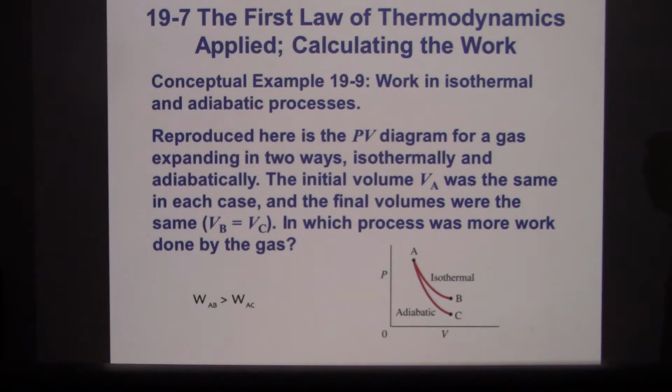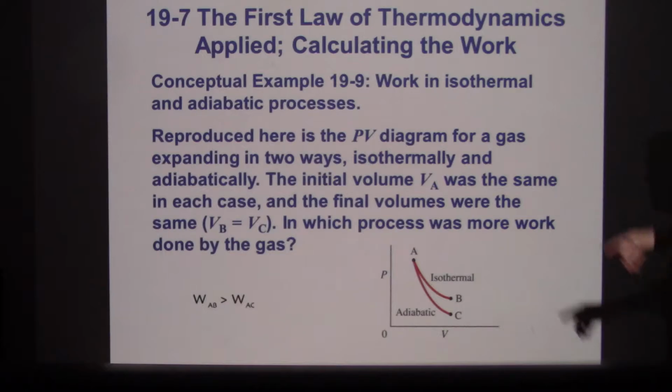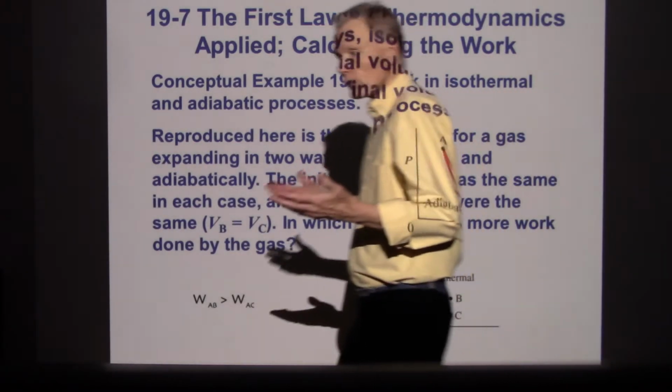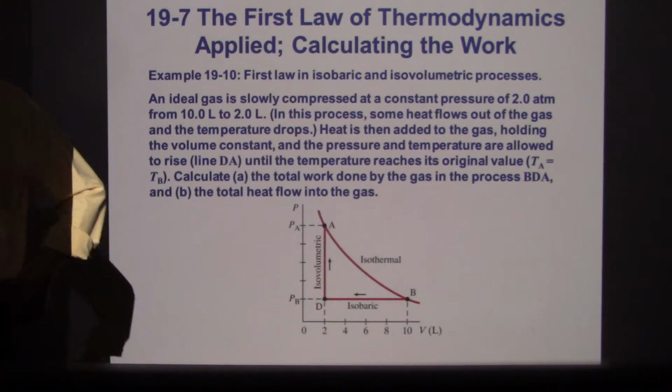The gas will lose more energy through work in the isothermal process, and it will lose less energy through work in the adiabatic. Okay, so that's how those are going to compare. The W going from A to B is going to be greater than the W going from A to C. And again, we can see that visually on the PV diagram.